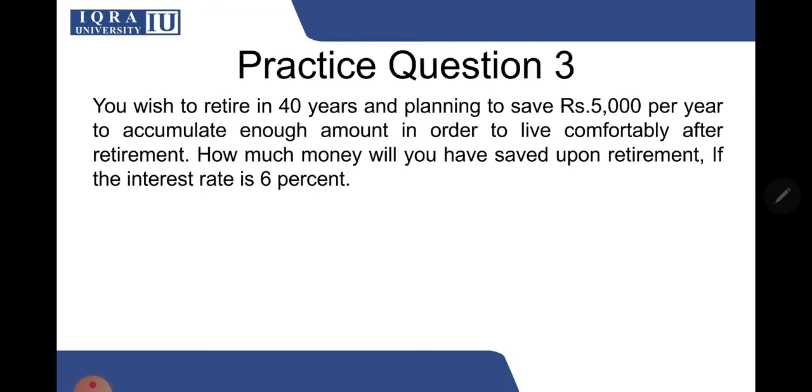Now you can see that no longer is the wording that clear. It doesn't say clearly whether this is a payment or whether you need to find out the present value or the future value. They have just given you a scenario. You need to figure out yourself whether you are required to calculate the present or the future value and what is provided to you. So let's read the question again. You wish to retire in 40 years. So I'm going to make a timeline.